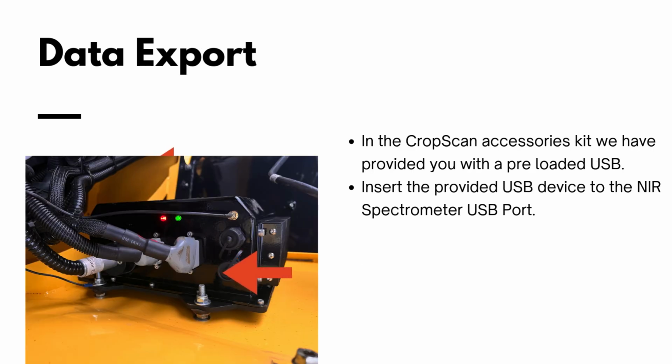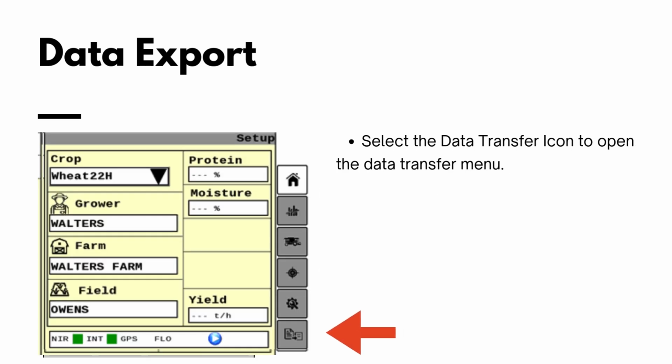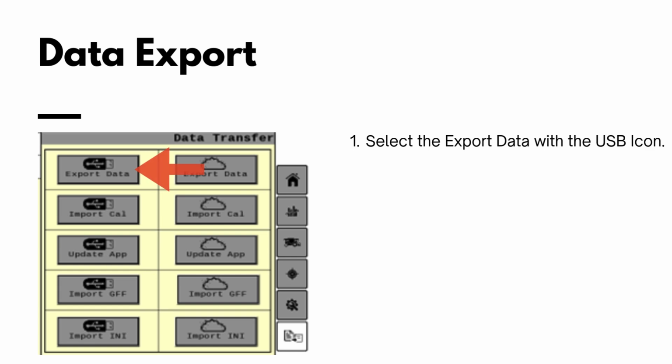Follow these steps to export your data to a USB. To export data to a USB device, the operator will be required to insert the USB device into the NIR spectrometer USB port. Remove the dust cap for access and insert the USB. Select the data transfer icon to open the data transfer menu. Select the export data with the USB icon.